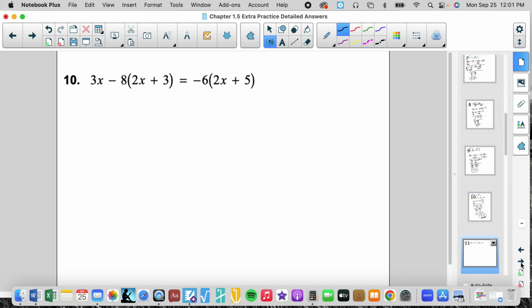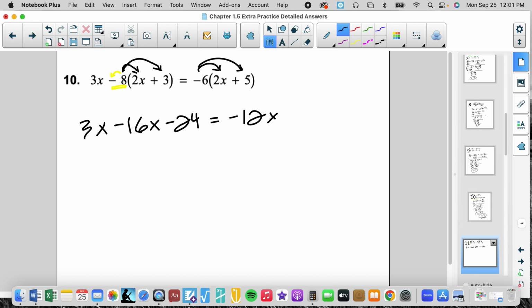Here, what are we distributing? A lot of students would distribute the 8, but you need to understand that that is a negative 8. How do we know it's negative? Because we look to the left to see if a number is positive or negative. We're going to distribute a negative 8 and a negative 6. So negative 8 times 2x is negative 16x. Negative 8 times 3 is negative 24. Negative 6 times 2x is negative 12x. Negative 6 times 5 is negative 30.